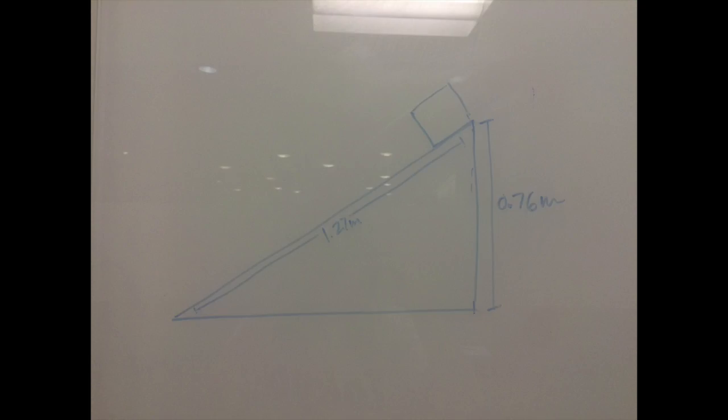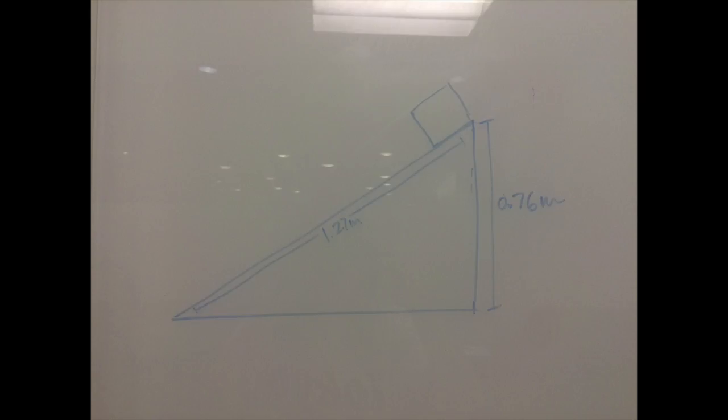We used a board of length 1.27 meters that made a 36.87 degree angle with the ground. The block we slid down was 2.44 kilograms. In this problem, we're looking through a dynamics lens.